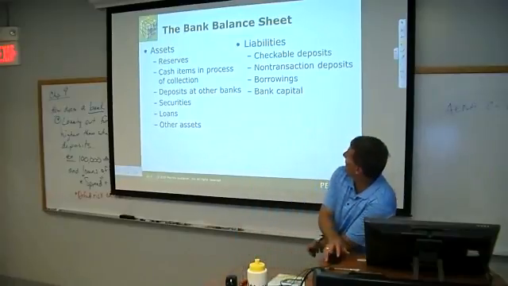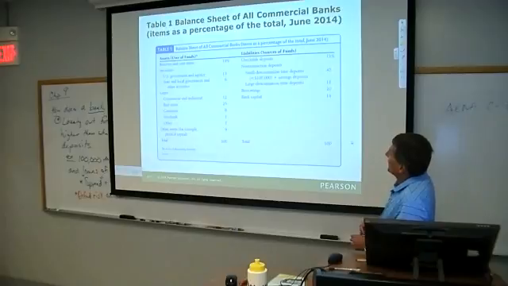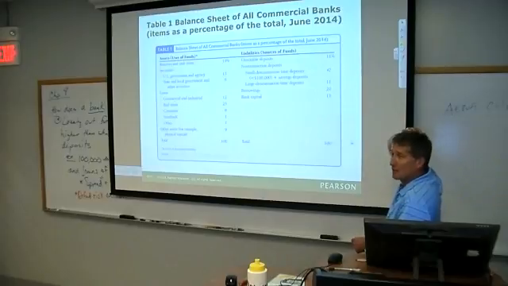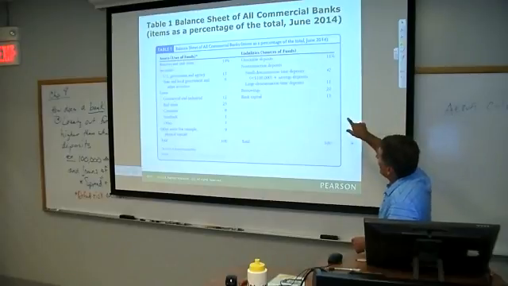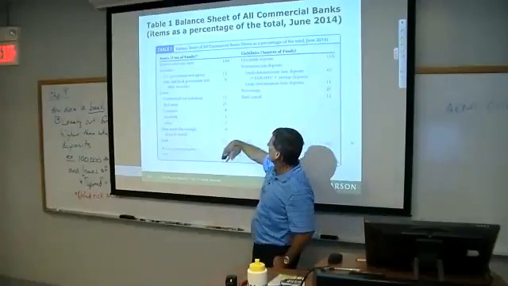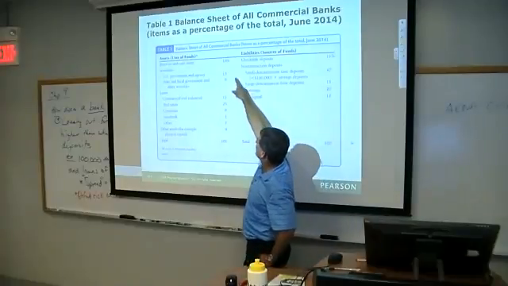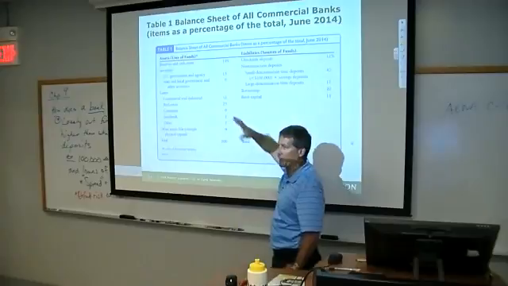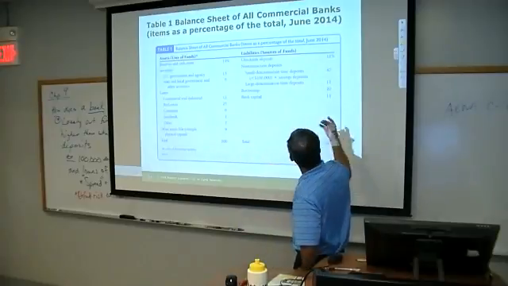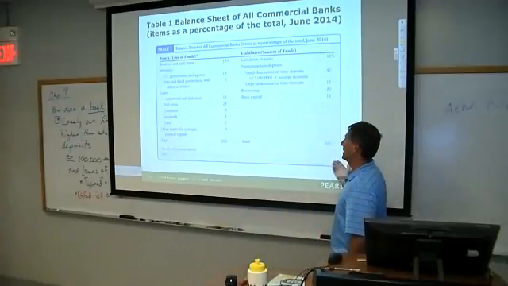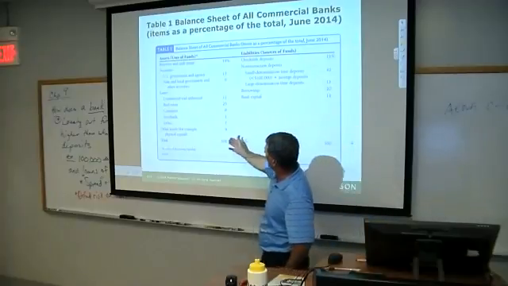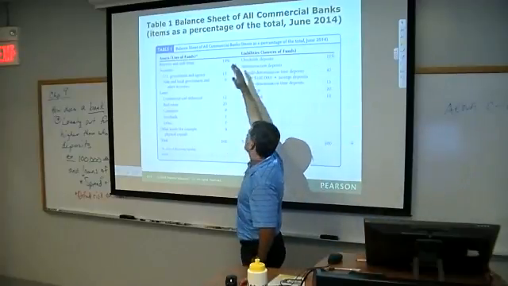Oops, wrong blue clicker. All right, so here is the balance sheet of the average bank. They put on here all commercial banks in the United States as of June 2014. They looked at all the banks, and all these numbers represent averages. They've expressed them as a percentage, right? So everything's been normalized into 100%. So you can think of this as a $100 million bank with $100 million of assets. The average bank looks like this.